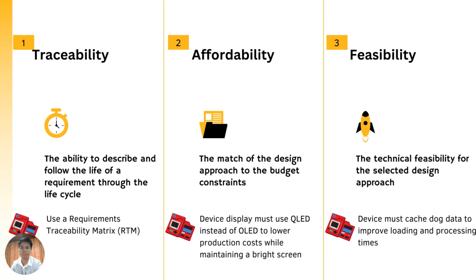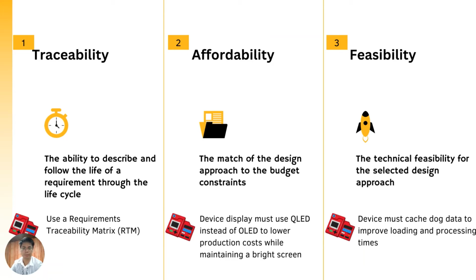Third is feasibility. Feasibility is a term that can have many meanings in the project environment. The most obvious is the technical feasibility of the selected design approach. Feasibility can be thought of as anything that can get in the way of technical, time, or budget success, whether that be a technical item or otherwise.